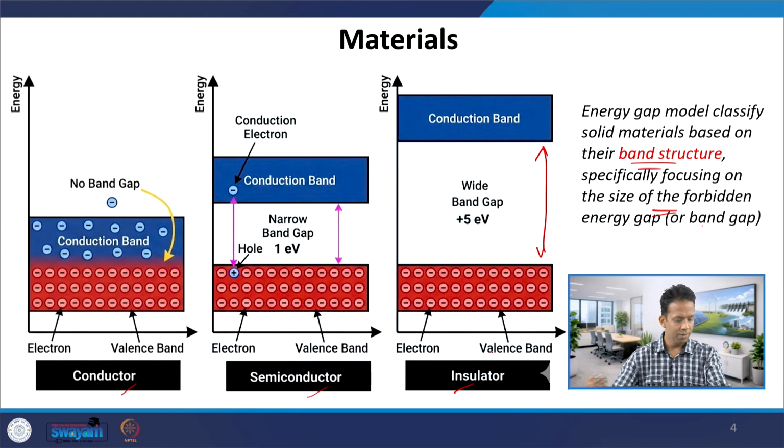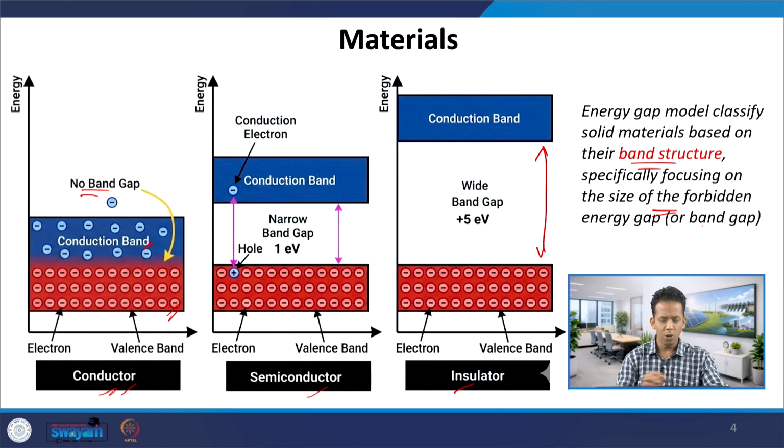So you can see in conductor, this is a valence band which is full of electrons, this is conduction band, and there is no band gap. The conduction band is actually overlapping with the valence band. So when there is an overlapping of two bands, electrons can easily flow freely. So those materials are called as conductor.